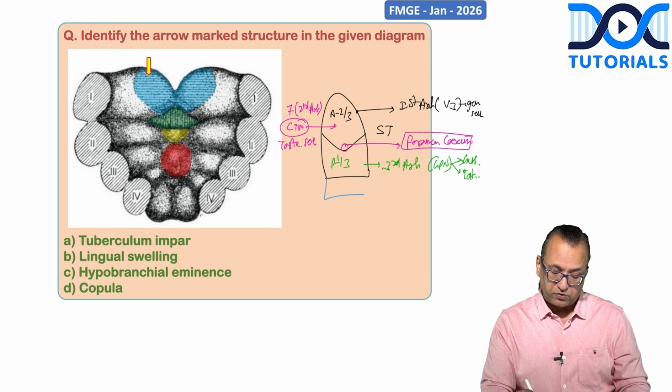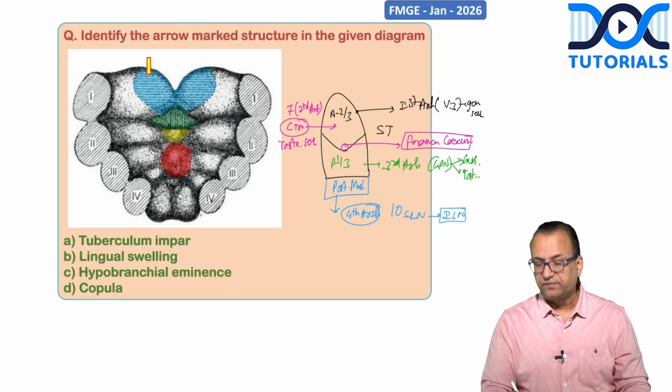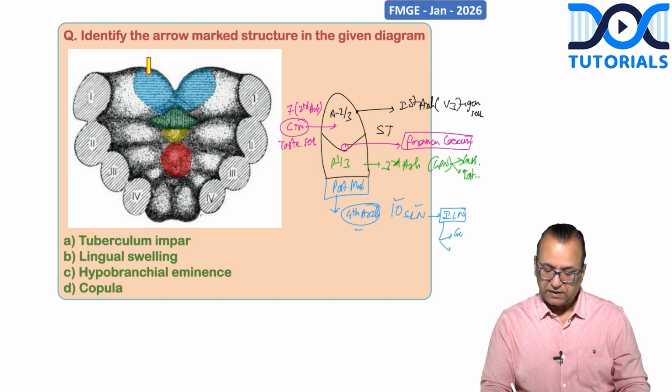What about the posterior most tongue or root of the tongue? The posterior most tongue or root of tongue will come from the arch number 4, fourth arch, and the nerve of fourth arch is branch of vagus, superior laryngeal nerve, itself giving internal laryngeal nerve. So, there is an internal laryngeal nerve, branch of superior laryngeal nerve, branch of vagus, the nerve of fourth arch, carrying both general sensation as well as taste sensation from the posterior most tongue.